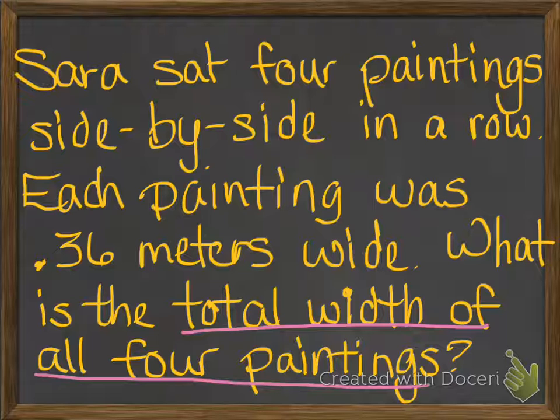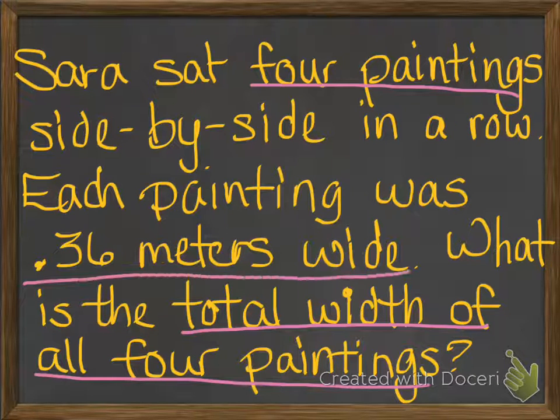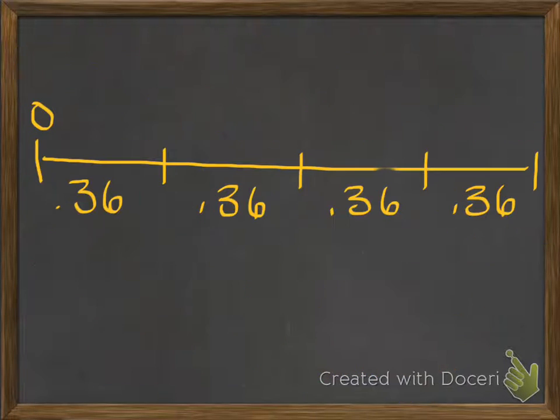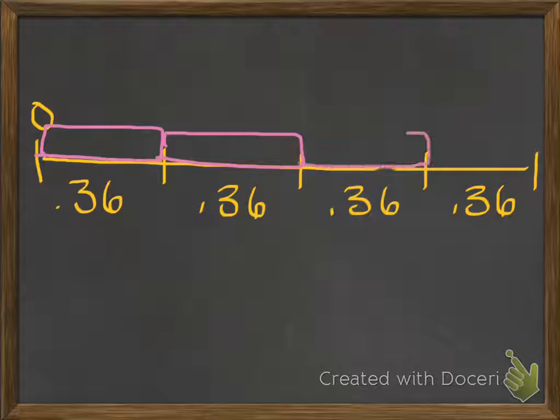And let's find the important information. There are 4 paintings, and they are all the same width. They are all 0.36 meters wide. So I've drawn a quick model that shows that there are 4 paintings. They are all 0.36 meters wide, and if you sat them side by side, you could add up 0.36 plus 0.36 plus 0.36 plus 0.36, which is the same as 0.36 times 4.